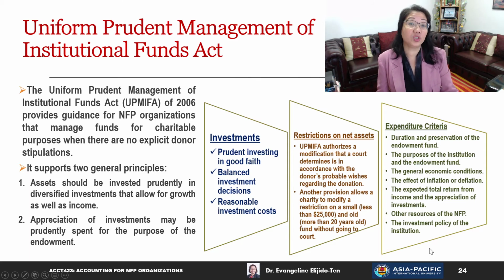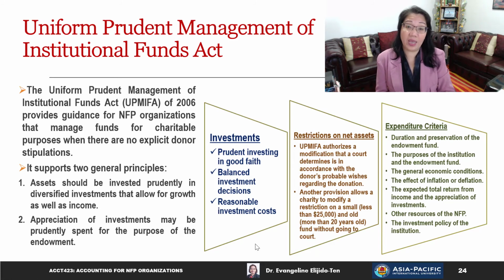Let's look at the restrictions on net assets. The Act authorizes a modification that a court determines in accordance with the donor's probable wishes regarding the donation. So it is the court that determines what is in accordance with the donor's probable wishes. However, there is also another provision. Another provision allows a charity to modify a restriction on a small and old fund without having to go to the court.